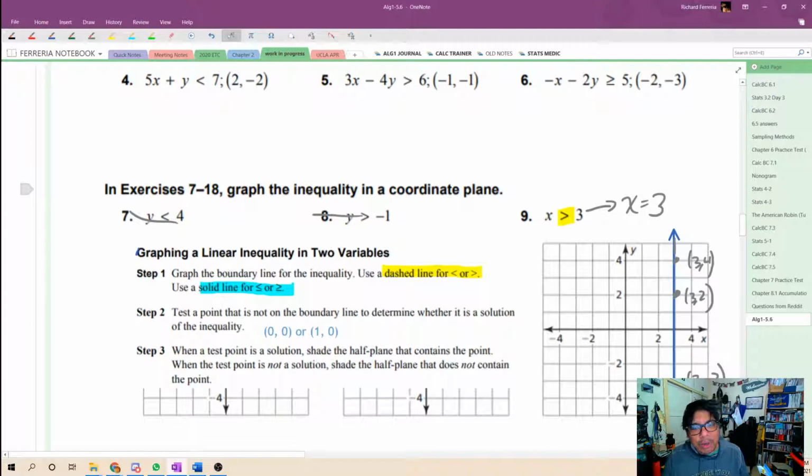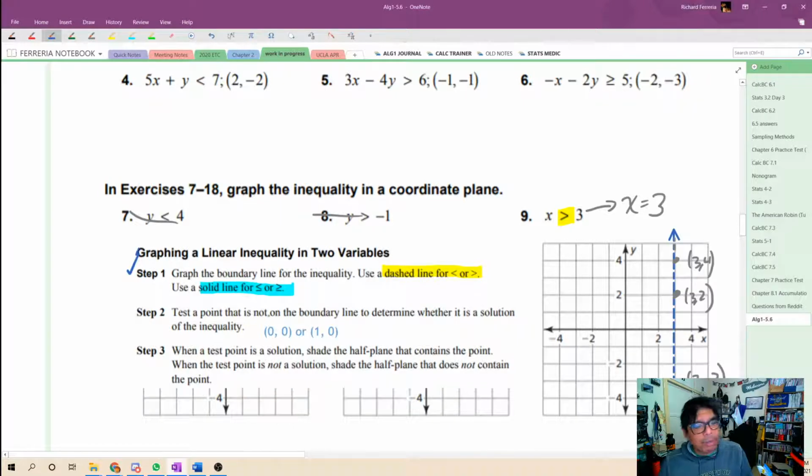Well, since the inequality sign doesn't have a line under it, that means I'm going to use a dashed line. So there's my dashed line, and I'm finished with step 1. So I'm going to put a check mark there. Check mark feels really good there.